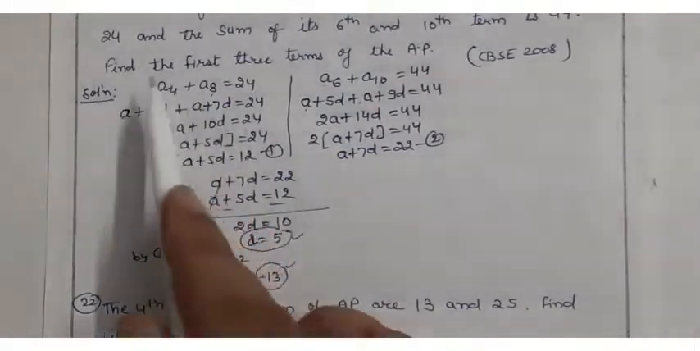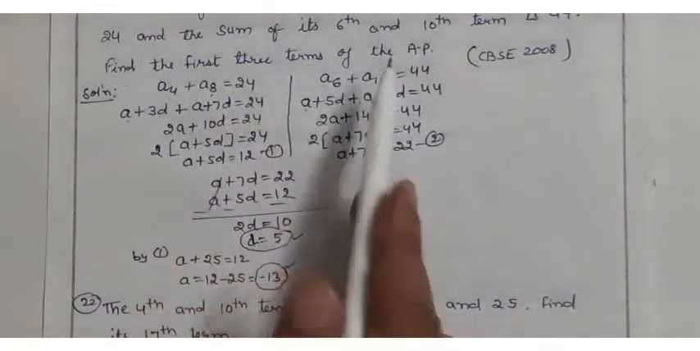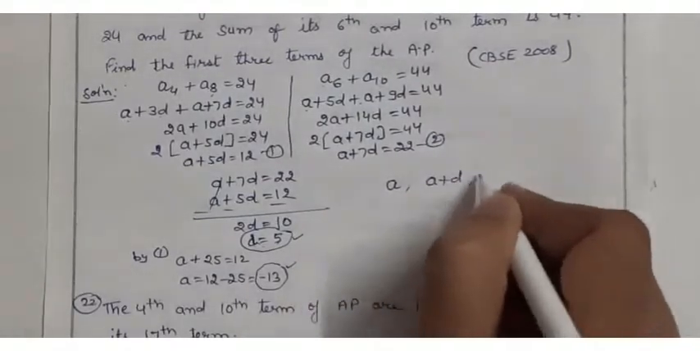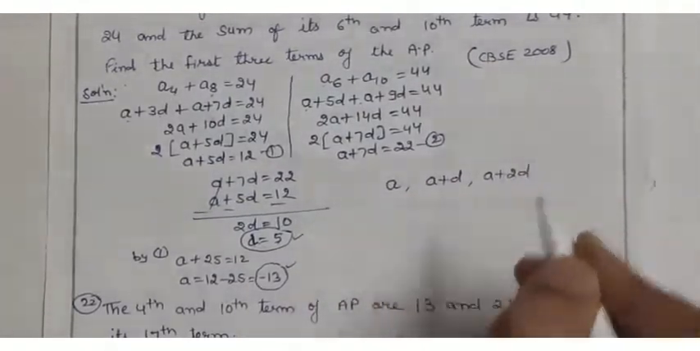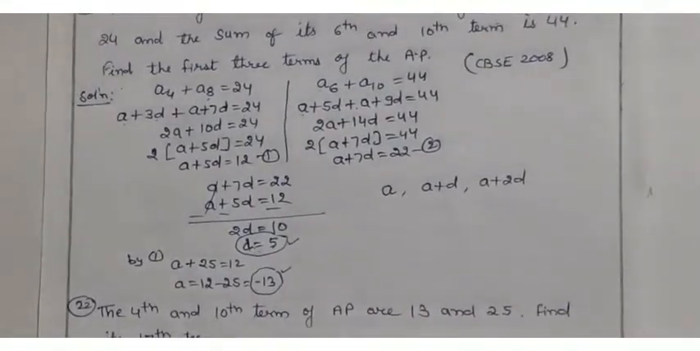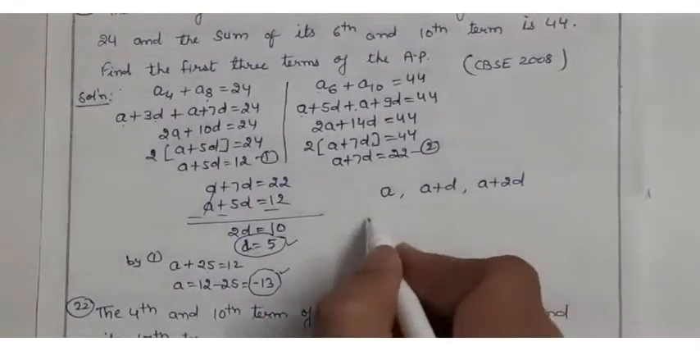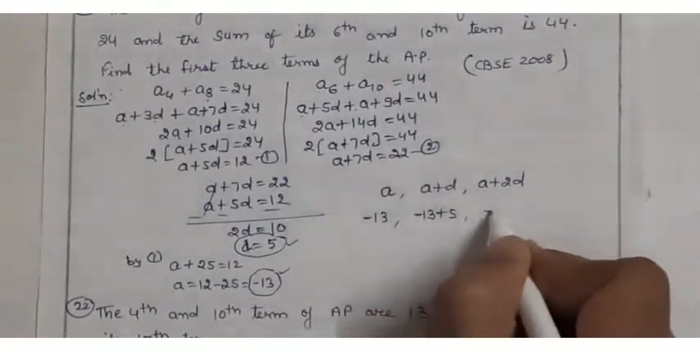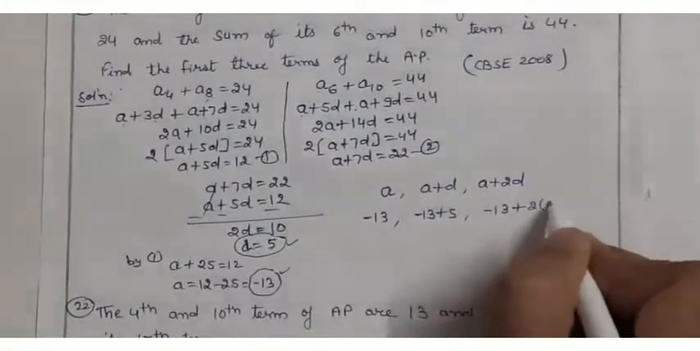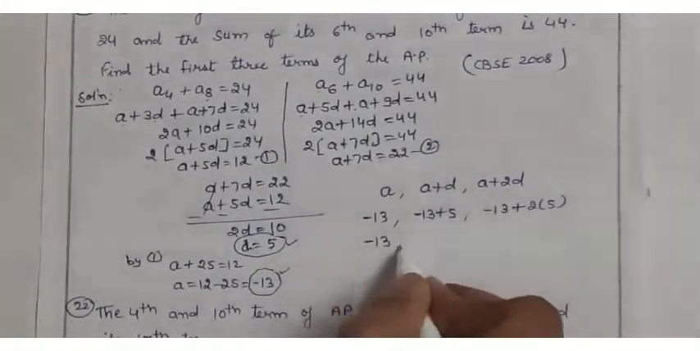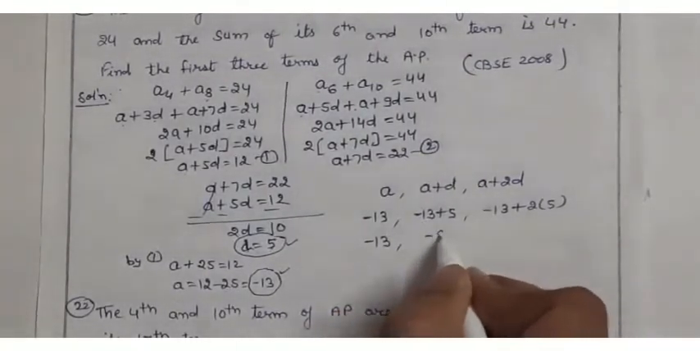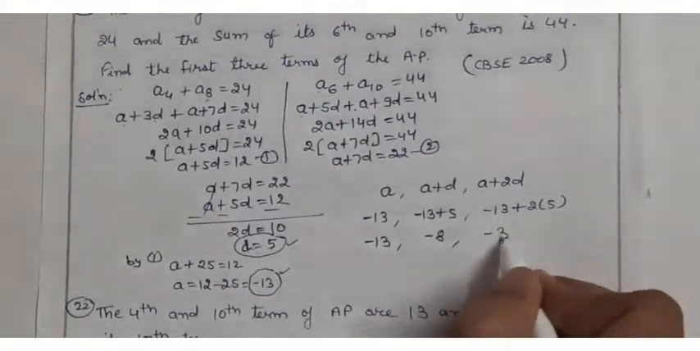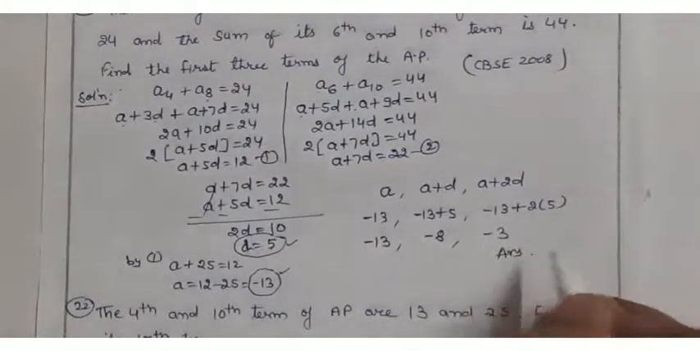What you have to find out? Find the first three terms of AP. What will be A, A plus D and A plus 2D. These are the first three terms. Clear? Then what is A? A is your minus 13. Then minus 13 plus 5 and minus 13 plus 2 into 5. This should be your minus 8. And what will be? Minus 13 plus 10. This is minus 3. And this is your answer.